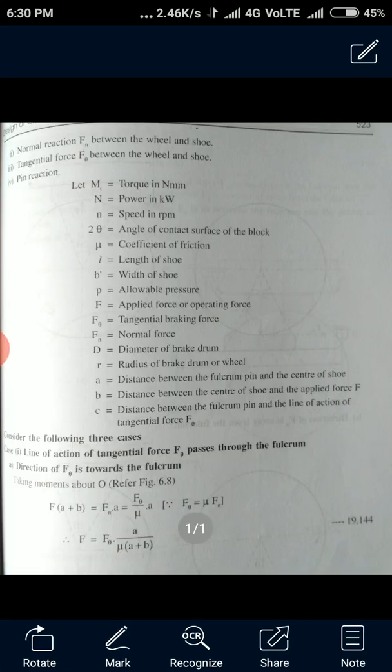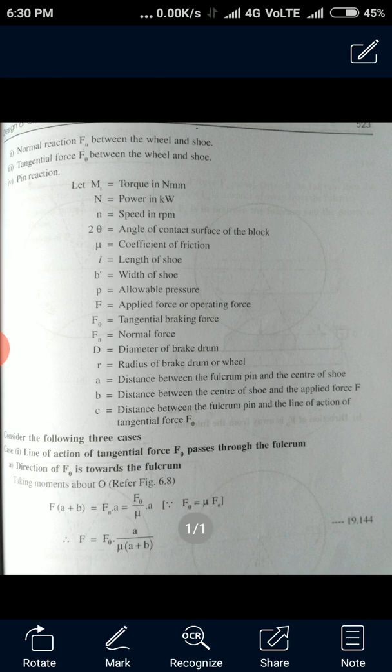So as I said, what are the forces acting? The first force is the force F, the applied force at the end, which you saw just now. Normal reaction Fn between the wheel and the shoe. Shoe means block. Tangential force F theta between the wheel and shoe. When the force F is applied, F theta is a tangential force between wheel and shoe. And pin reaction. This pin reaction occurs at the fulcrum point O, Fx and Fy. We'll come to know later when you solve the problem.